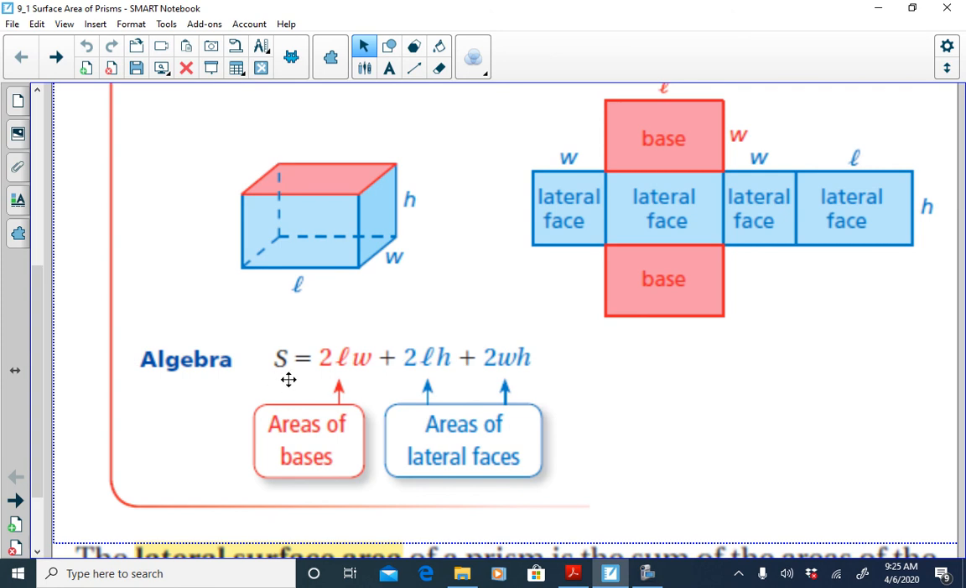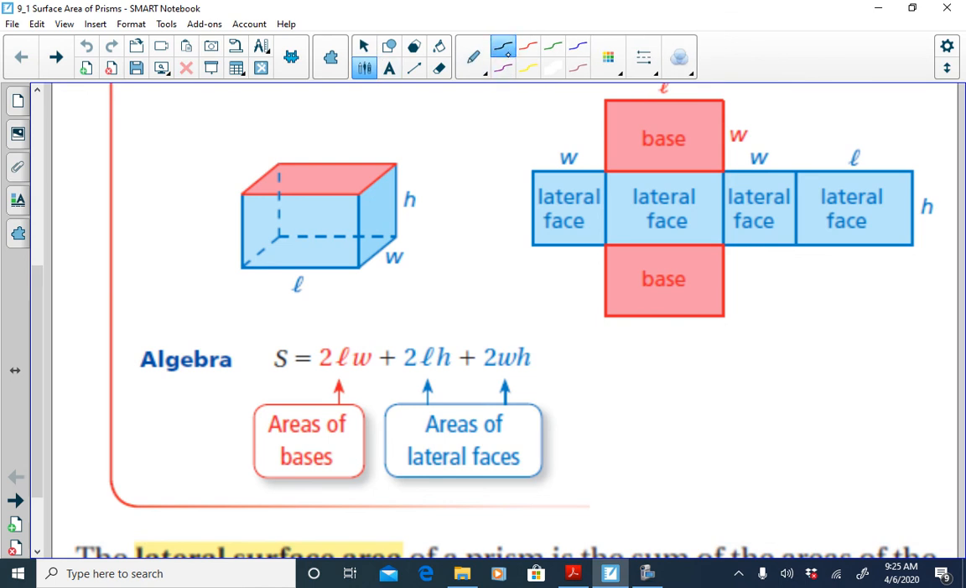It says that the surface area, which is represented by a capital S, but I often will use an S and an A, is going to be equal to 2 times the length times width plus 2 times the length times height plus 2 times the width times height. Now, what does all of that mean? Well, let's take a look at the first part of this formula: 2 times the length times width.